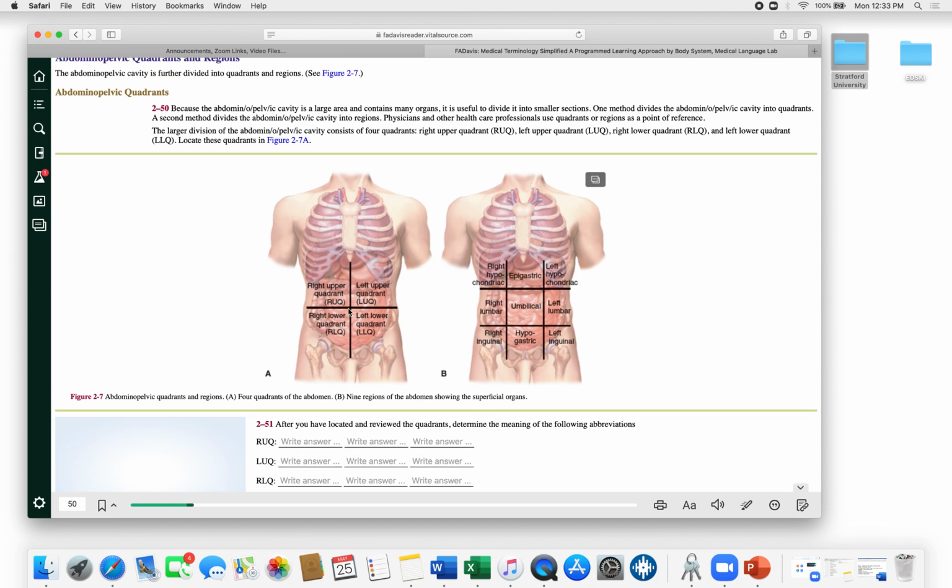Now we're looking at this. This is easy. And again, this is the right side of your patient. This is the left side of your patient. You're always looking at your patient with respect to their orientation, not yours. So the right upper quadrant is here. Left upper quadrant is here on your patient. Right lower quadrant, left lower quadrant. That's easy. RUQ, LUQ, RLQ.